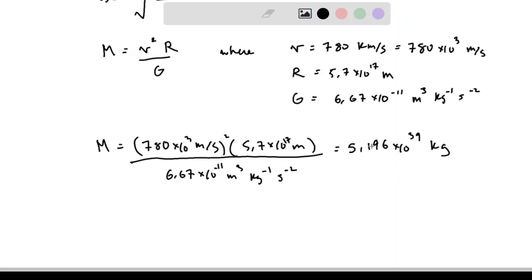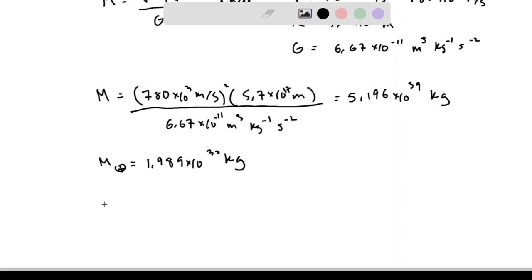So this is the mass of the core, and we want to compare this to the mass of the Sun. So the mass of our Sun is equal to 1.989 times 10 to the 30 kilograms, which means that the mass of the core, the black hole core, is equal to roughly 2.61 times 10 to the 9 solar masses, which means that the mass of our core here is roughly 2.6 billion times more massive than our Sun in a very small radius, which means that we are dealing with a very dense object, which will likely be a black hole.